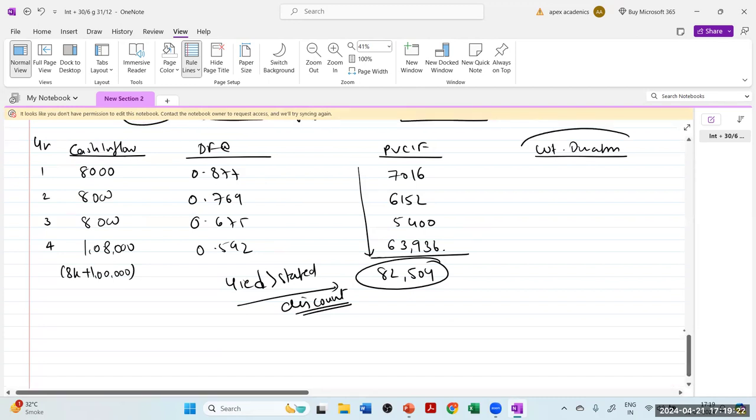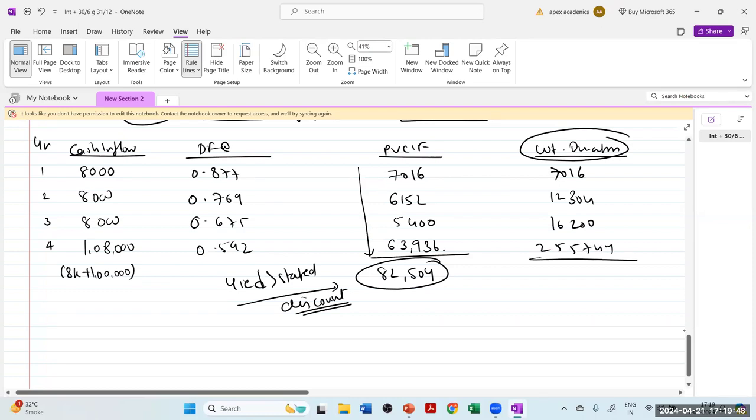Weighted duration. Weighted duration is present value multiplied by year. तो पहले का क्या रहेगा? 7016. सेकंड का क्या रहेगा? 6152 multiply by 2 ना? कितना आया? 12304. फिर 5400 multiply by 3 कितना आया? 16200. और इसका क्या आएगा? 63,936 multiplied by 4, 255,744.